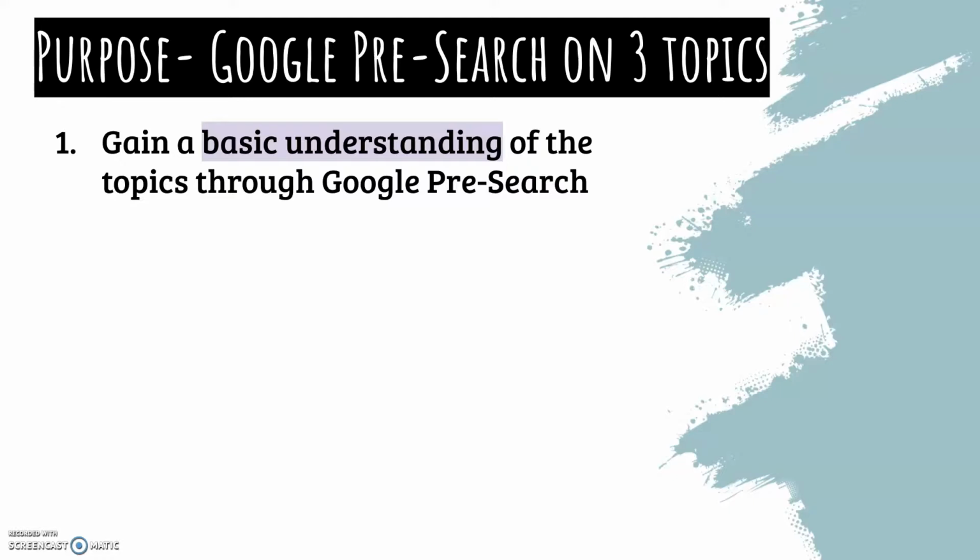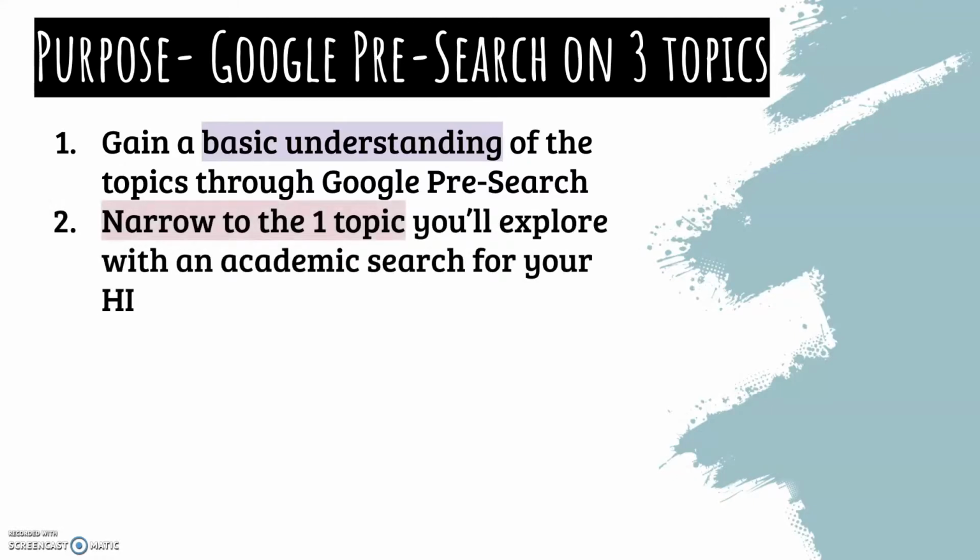Number 1, it proves we have the knowledge and understanding, objective number 1 of IB history, about this topic. And number 2, it is going to help us when we get to academic research in HI assignment 3 by being able to have more words to plug into a search, opening up the breadth of sources that we can look at. We're going to narrow to that one topic that we will hopefully be dedicated to for our HI.